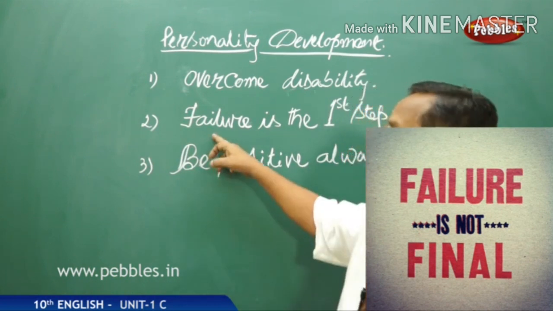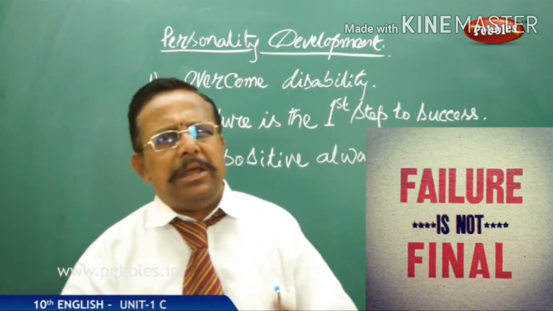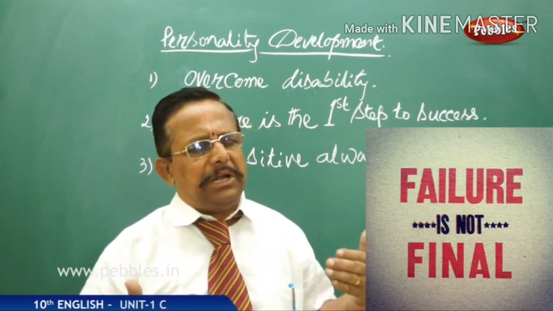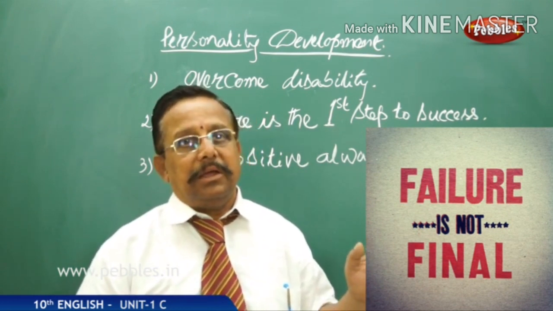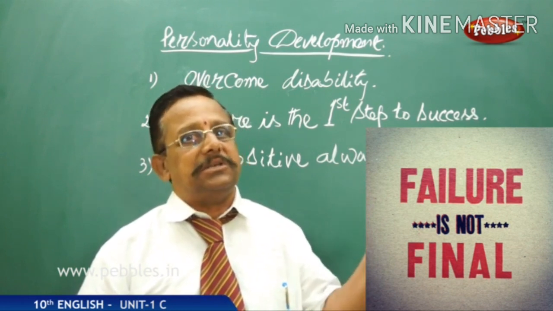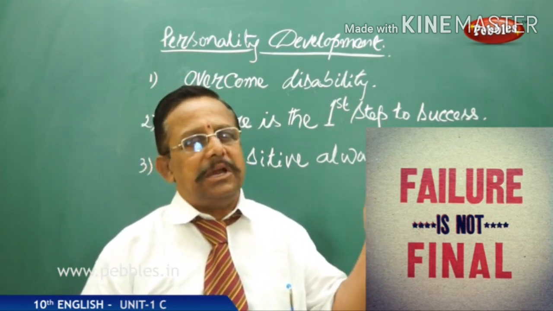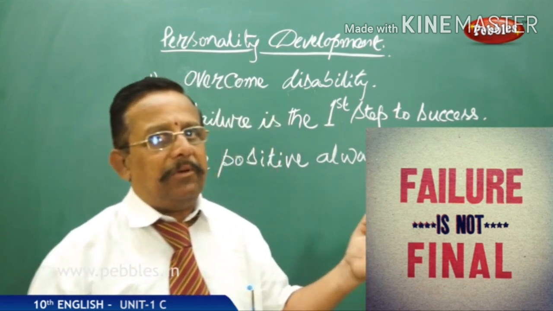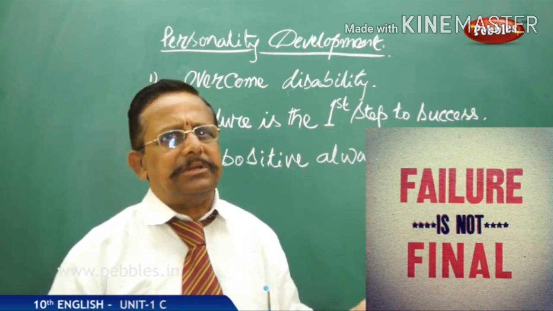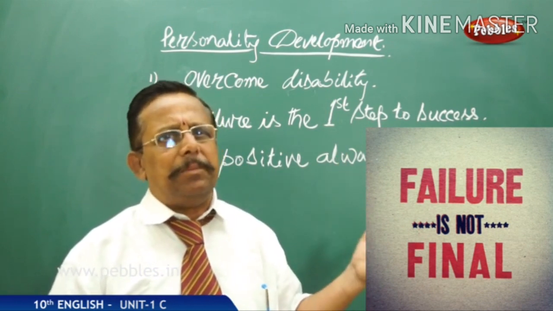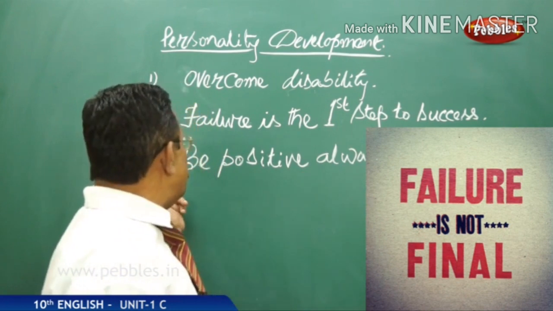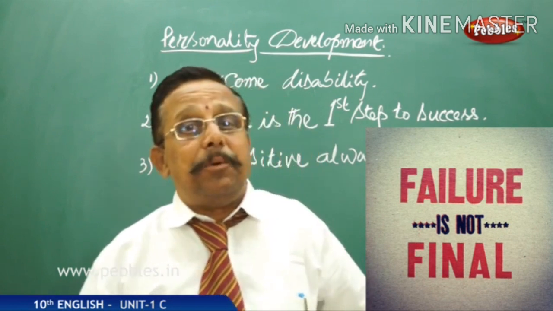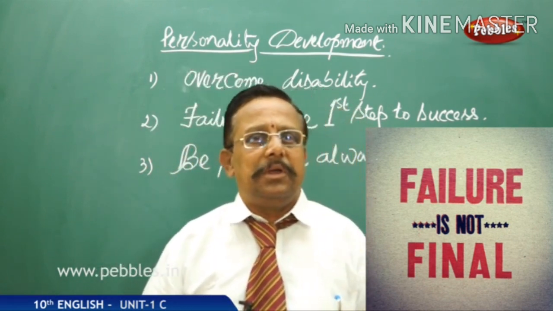In the second, we have read about many scientists and many people who did not agree to their failure. They took failure as a step to success and reached success. They tried and tried and tried, and they reached success. Many people like Abraham Lincoln, Thomas Alva Edison, Ford. Now we are reading about being positive always. Here, be positive. What does it mean?